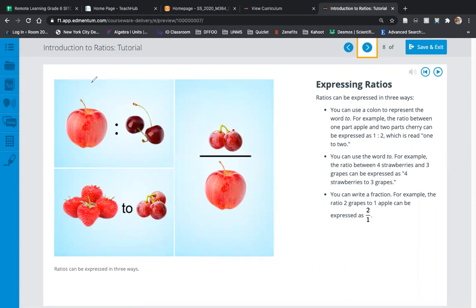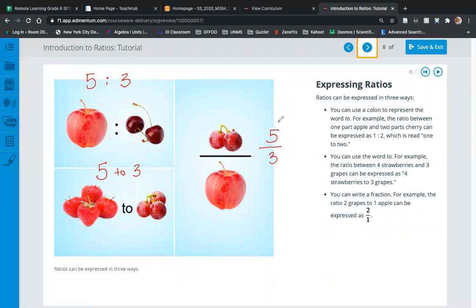So numbers, right? If this was like, say, maybe I could say 5 apples. The way that I read that colon is to. So 5 to, let's say, 3 cherries. That's a ratio. Or you can use it with the word to. So you could say, you know, 5 strawberries to 3 cherries. That's another way to write a ratio, right? A third way to write a ratio is using a fraction, right? So again, I could say maybe 5 cherries to maybe 3. That's still another example of a ratio.